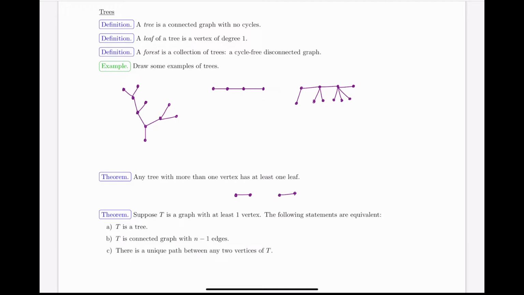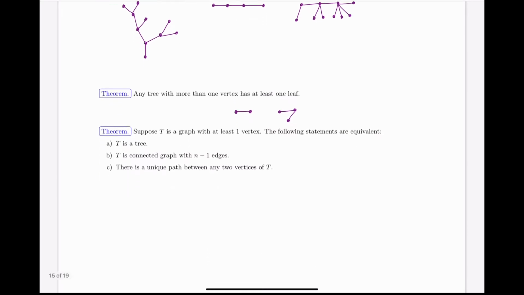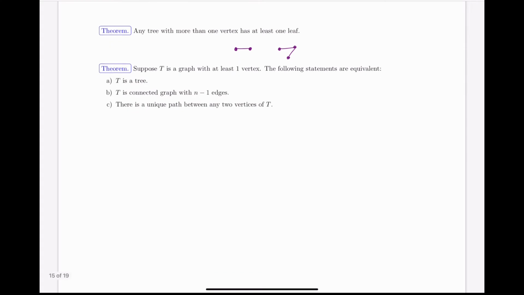If I were to add more vertices, this is the smallest possible tree on 3 vertices, and it has 2 leaves, and so on and so forth. I'm not going to go through the rigorous proof of this property. I think it's pretty intuitive and believable.